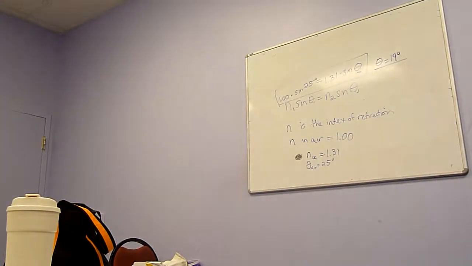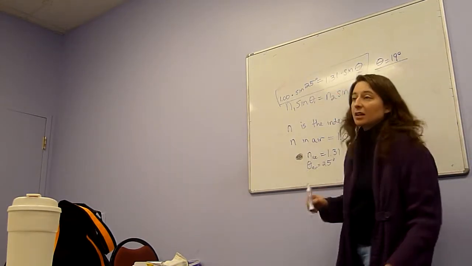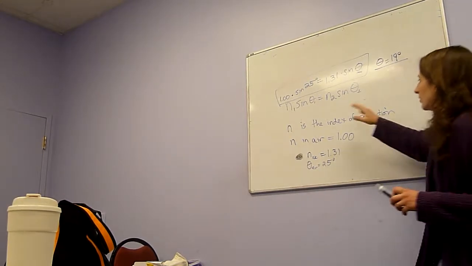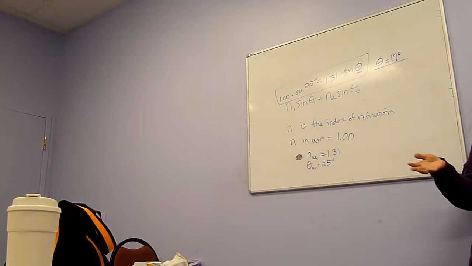Are we always going to use that, or is that just an example? Sometimes you might have both thetas and want to find the index of refraction. You can use this equation any which way. You can find one of the variables if you know the other 3. And hopefully next week we're going to try to find the index of refraction of some piece of kitchen equipment.